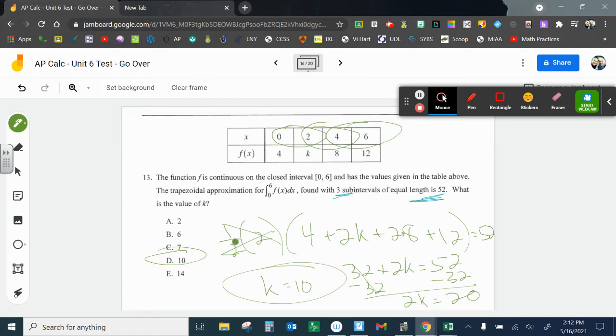Okay, so just use what we know about Riemann sums and trapezoids. Because those were all the same intervals, that's where I can do 1/2 the height and then all the bases. And again, the bases at the end are only used once, and all the bases in the middle are used twice. That's why I had 2 times k and 2 times 8.